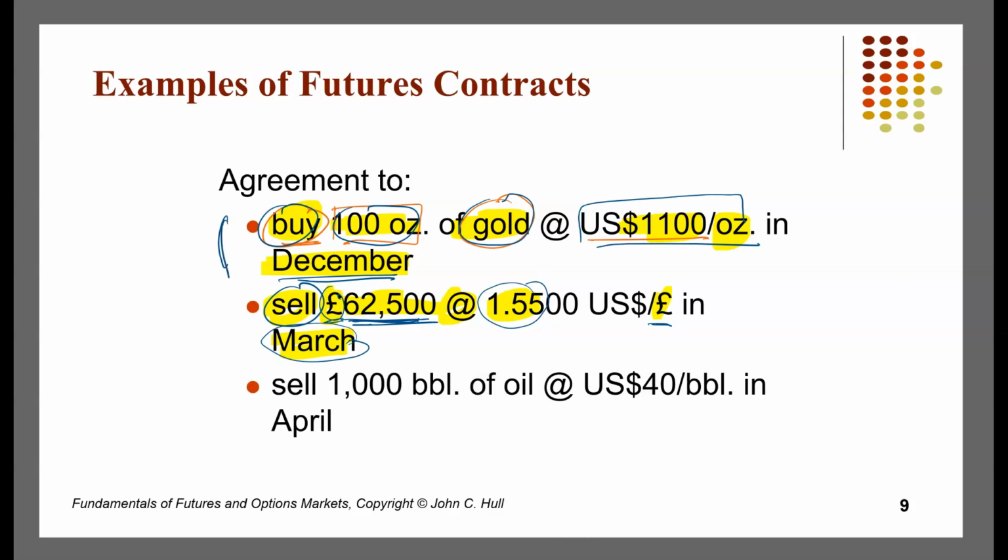So in the first example, we had a commodity as the underlying. In the second example, we had the currency as an underlying. In the first example, we were buying. In the second example, we are selling.